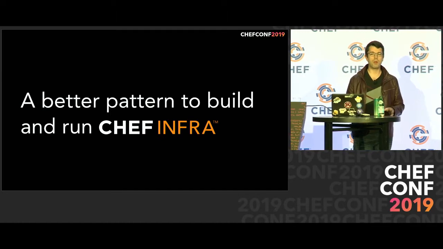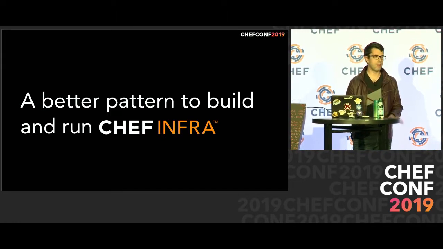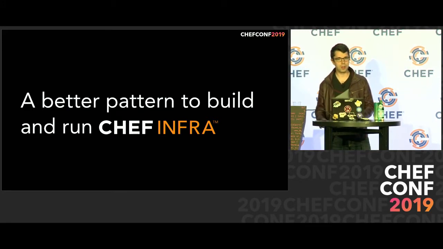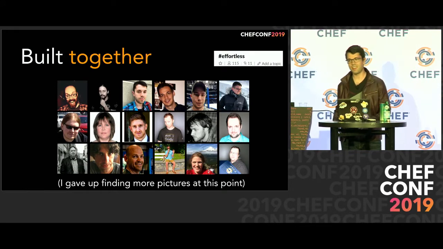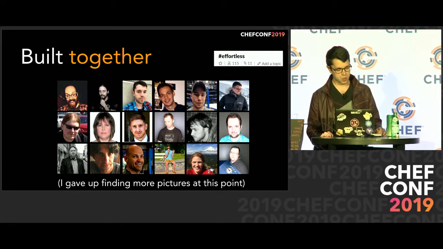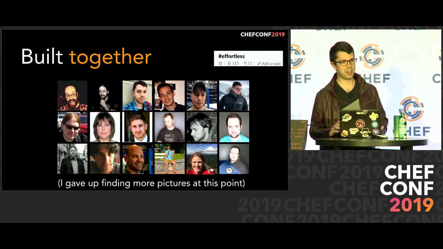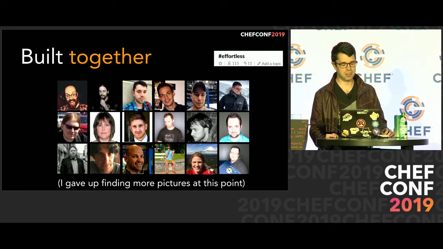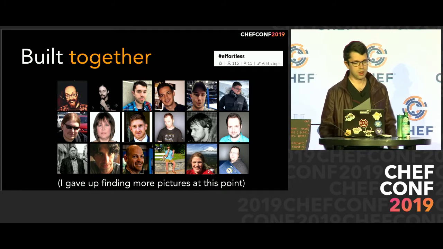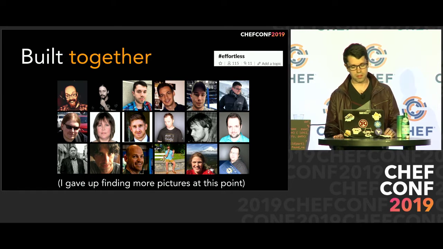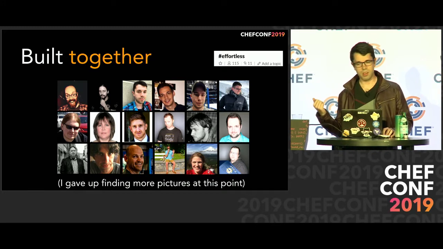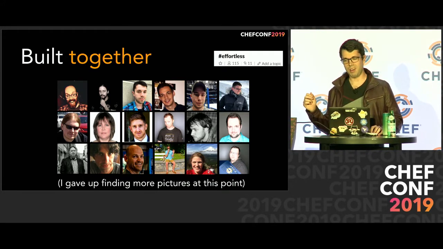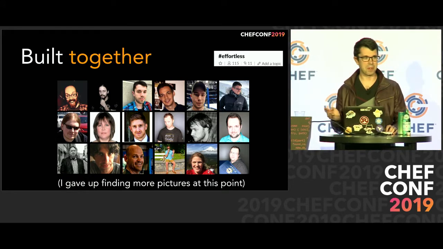So really what I want to show you today is a better pattern to build and run Chef Infra. That's ultimately why we're here. And the most important thing that I knew going into this was that we had to build this together. This wasn't something that one person coding on their laptop in their basement was going to figure out in their home lab or anything like that. So we built this together with, in fact, so many people that as I started looking through all the Git commit history and the histories of the issues, I was actually overwhelmed. I didn't realize that so many people had actually contributed to this.